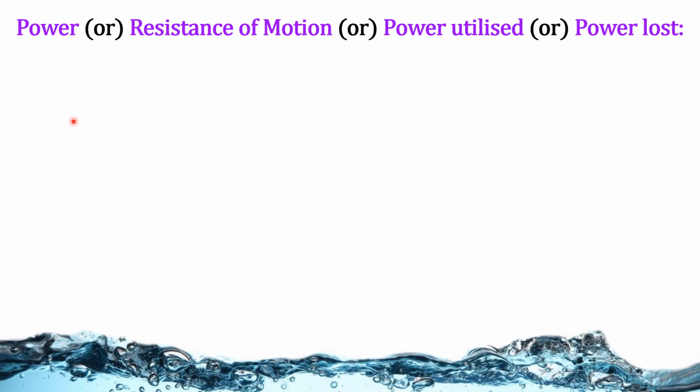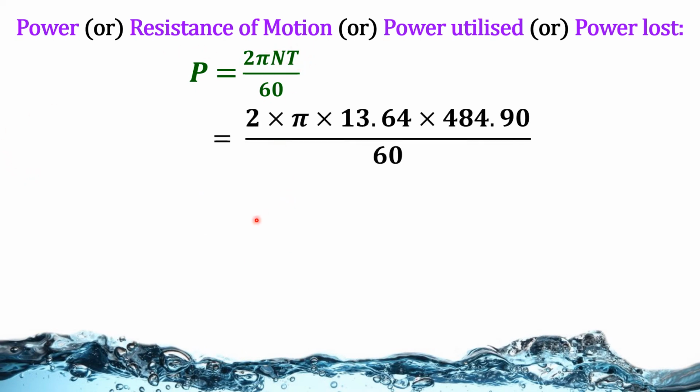Last step, we are going to calculate the resistance of motion. We know that P is equal to 2 pi nT by 60. Substituting the n value and the T value, we get power P is equal to 692.62 watts.